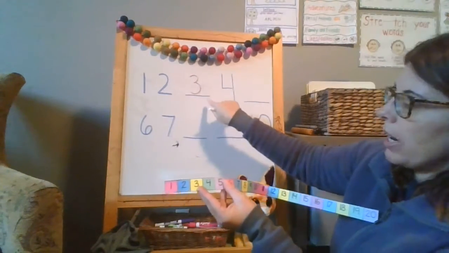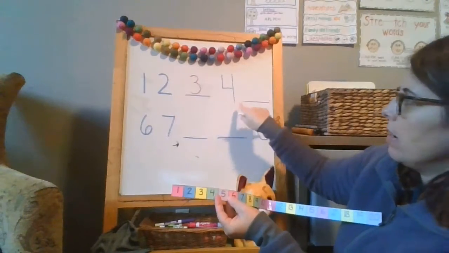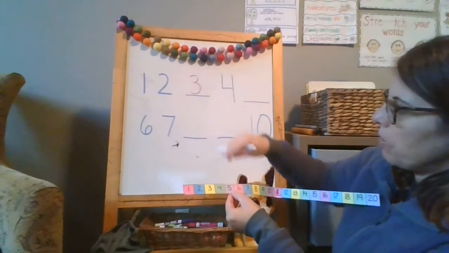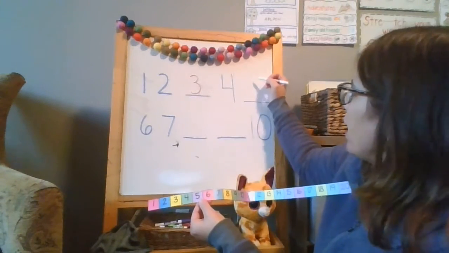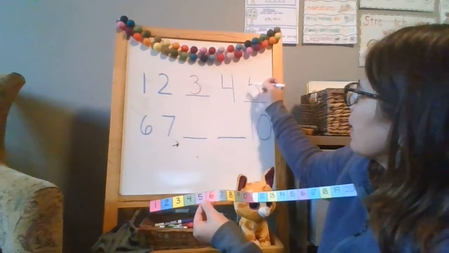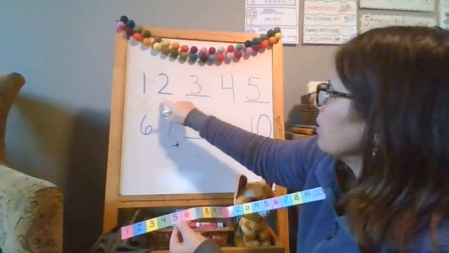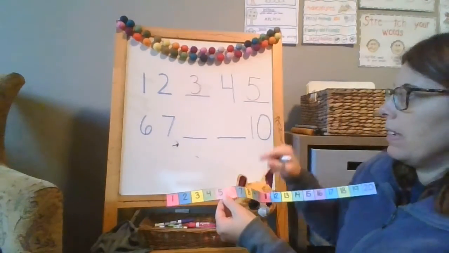1, 2, 3, and there's a 4. And a missing number, what comes after 4? Here's 4, what's next? It's 5, so 5 is what comes next. 1, 2, 3, 4, 5.